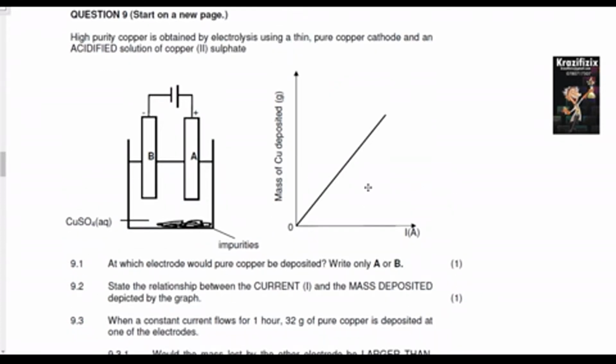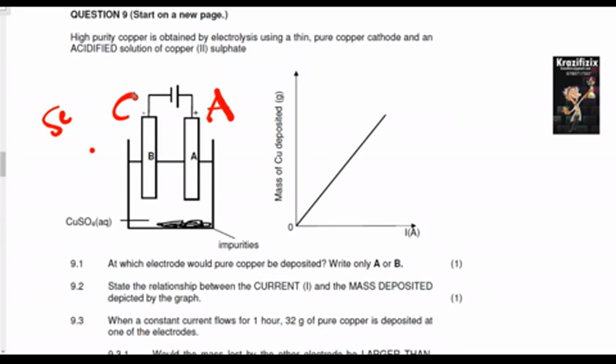Let's read. High purity copper is obtained by electrolysis using a thin, pure copper cathode and an acidified solution of copper(II) sulfate. This is electrorefining. Now, before we even look at the question, if this is electrorefining, then remember that in electrolysis our cathode must be the negative electrode. And our anode is here.